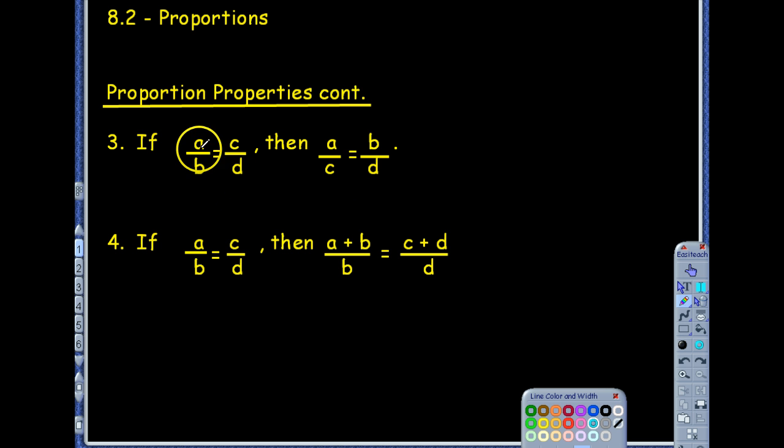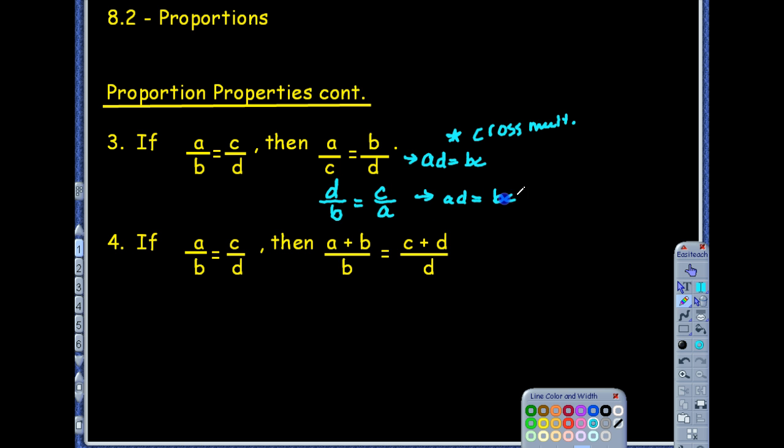Now, what if I switched the extremes? If I did that, it would be D over B is equal to C over A. Well, I'm still going to have an AD, and I'm still going to have a CB or BC when I cross multiply. So when you cross multiply, this one gets you AD equals BC, and this one still gets you AD equals BC, and this one is AD equals BC. So basically, you're still going to get the same end result. It doesn't matter.